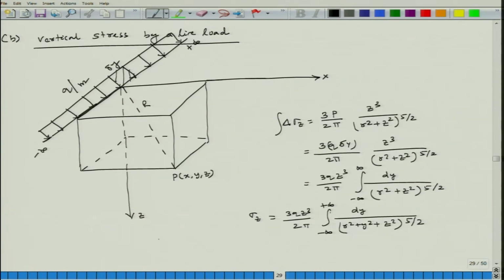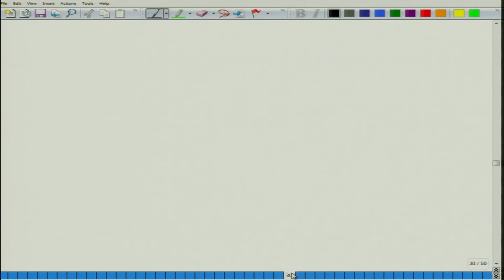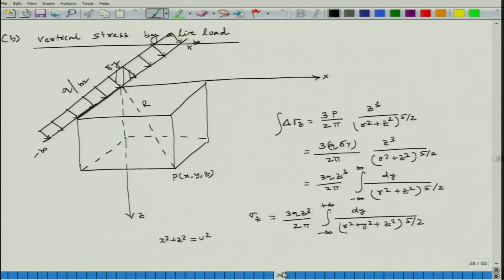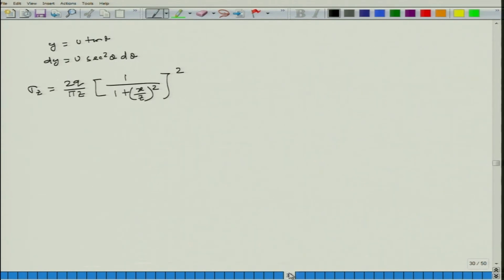So, what will happen? Let us say x square plus z square is equal to u square. Now if I put y equal to u tan theta and dy equal to u sec square theta d theta, then if I solve it, it comes out to be sigma z is equal to 2q by pi z into 1 by 1 plus x by z whole square, the whole thing squared. After solving this equation, this is how the pressure intensity for a line load comes out.